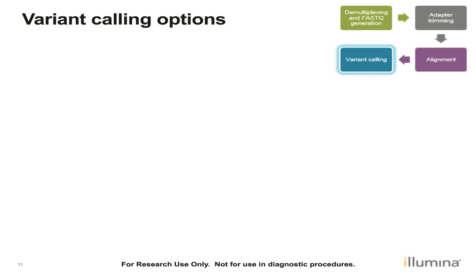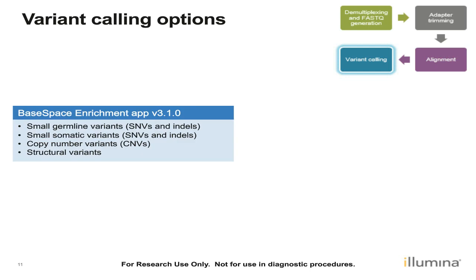After we've done alignment, we move into variant calling. And here I'm going to break down the different applications that Illumina has, what they can and can't do. So you have a synopsis here. Depending on what kind of analysis you want to run, you'll be able to tell which application is best for your needs. So we have our base enrichment app.